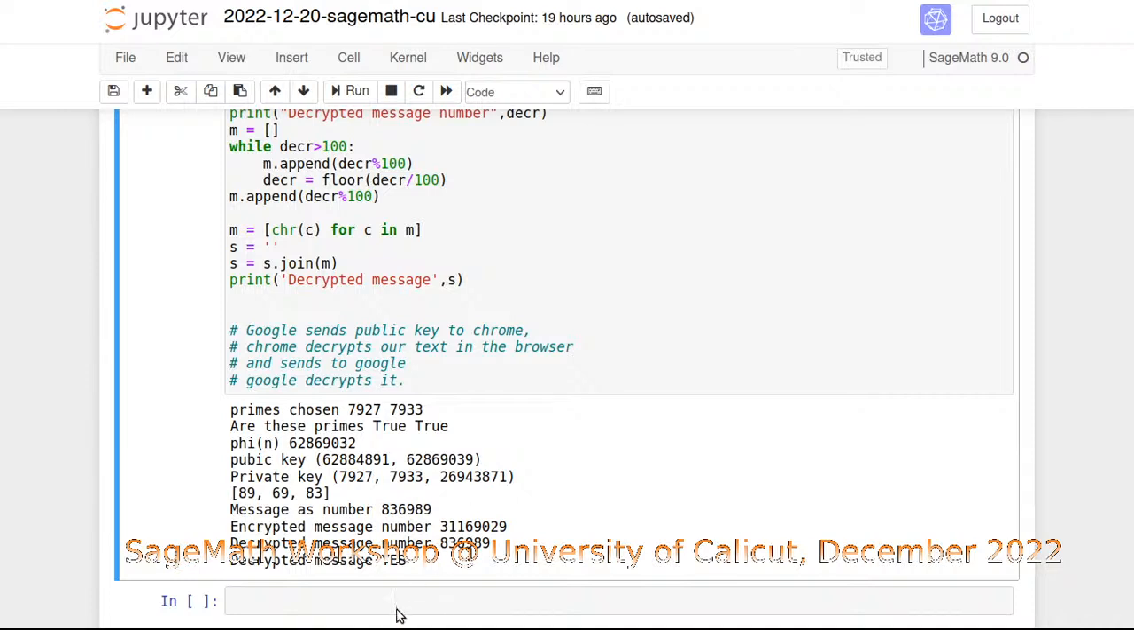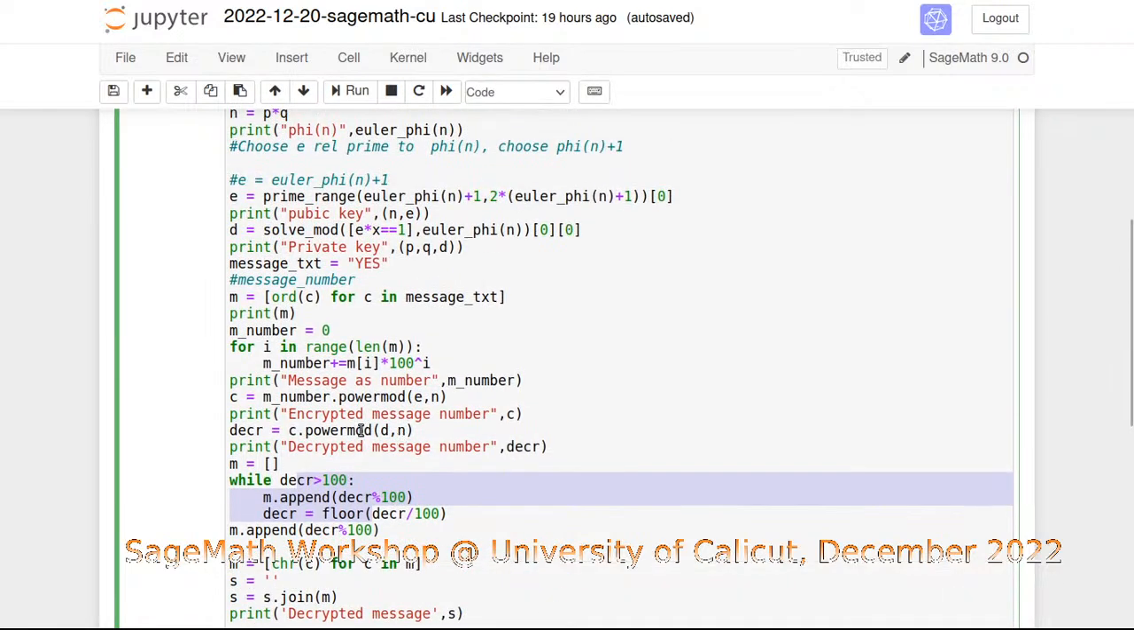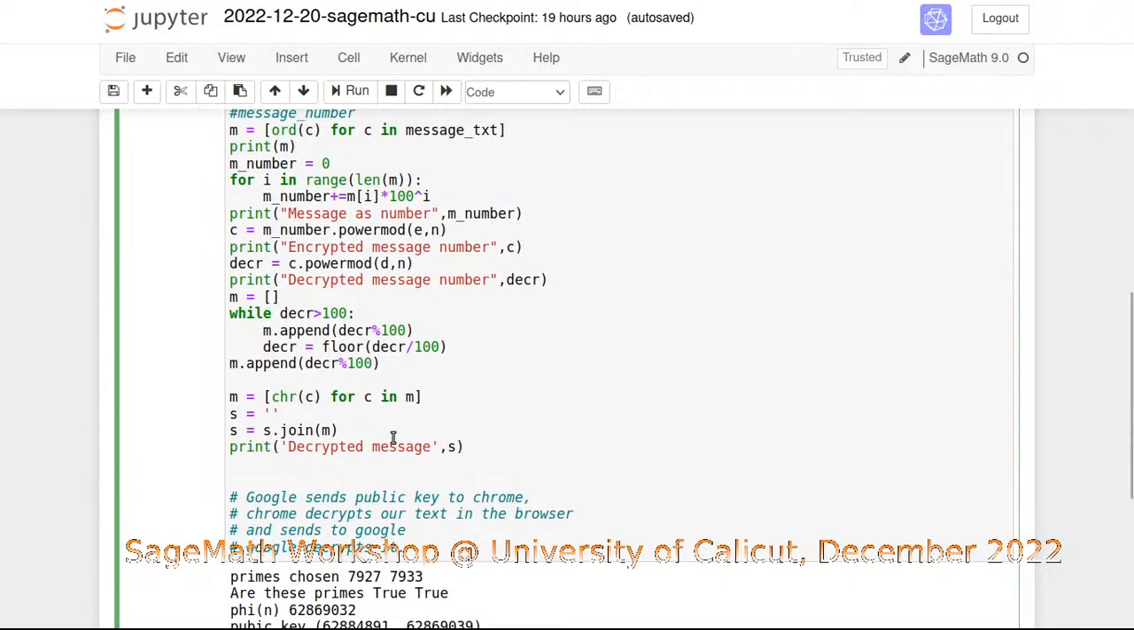Okay, so this is how we implement RSA using SageMath. Of course, what are the Sage features that we have used here? We need to carefully analyze. These are all Python features. The Sage features we used are power_mod, solve_mod, prime_range, and the euler_phi function. These are the Sage related commands that we used.